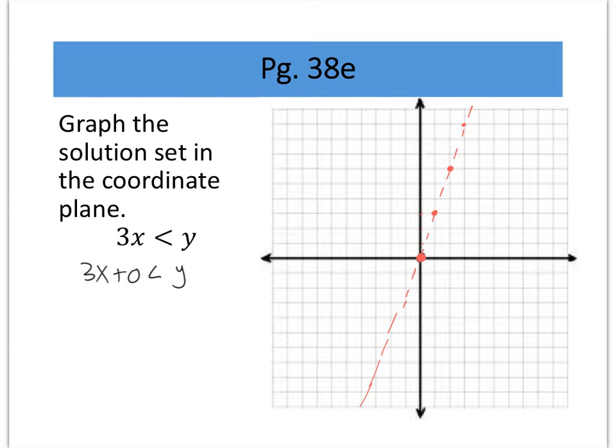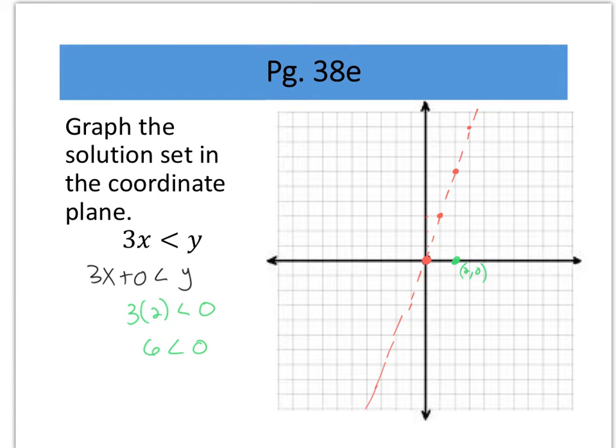Okay, it's a dashed line, and I'm going to need to choose. I cannot choose 0, 0 this time. And here's why. Because I can't choose a point on the line. So I'm going to choose a slightly different point. I'm going to choose the point 2, 0, just to see what happens. So 3 times 2, is that less than 0? So is 6 less than 0? That's a false statement, so I shade the other side.